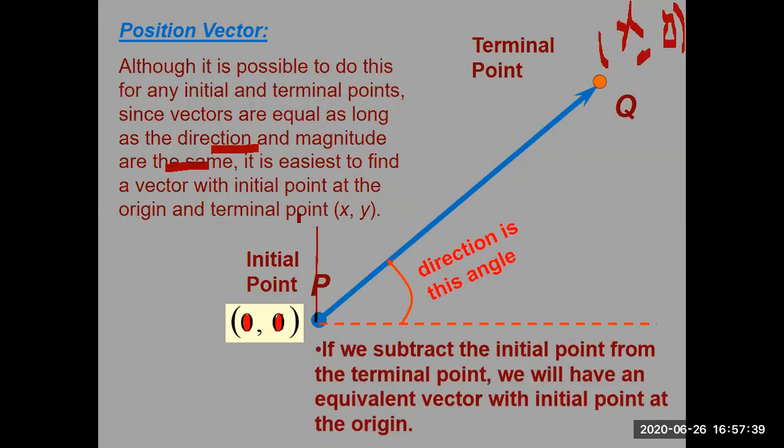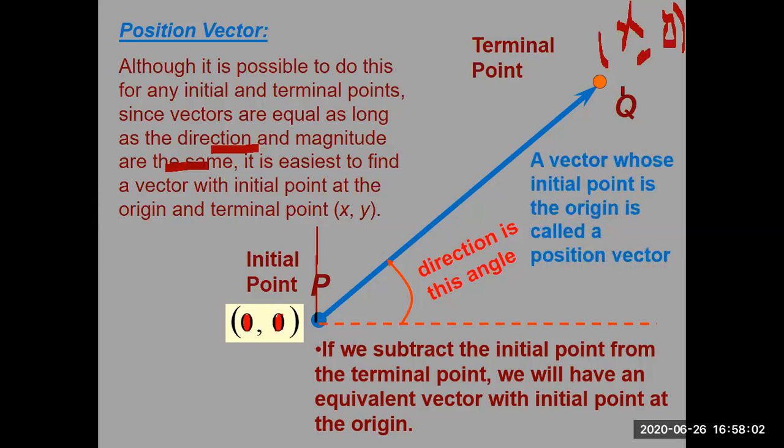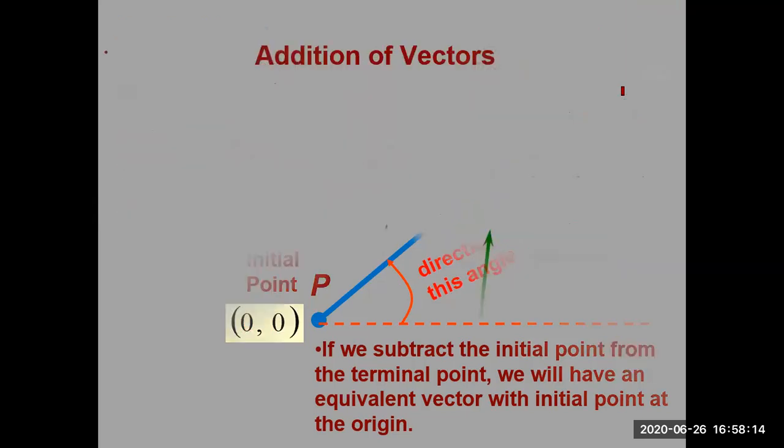If we subtract the initial point from the terminal point, we have an equivalent vector with initial point at the origin. So that means x minus 0, y minus 0. Whatever the point is here, if the x coordinate is 3, it is 3 minus 0. If the y coordinate is 4, it is 4 minus 0. This will be x and y. The vector whose initial point is the origin is called a position vector. This is the definition of a position vector. So here it is, x and y.